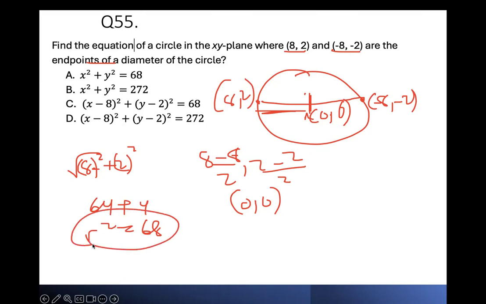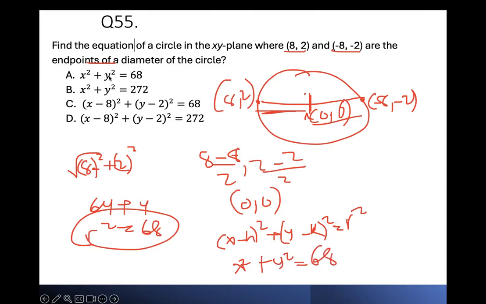Now, the circle formula is based on the center, not a point. So never use any point to write the circle's formula, which is what? x minus h squared plus y minus k squared is equal to r squared. Well, I'm going to use what? The center. The center is 0, 0. Therefore, x squared plus y squared is equal to 68. Therefore, the right answer is it.